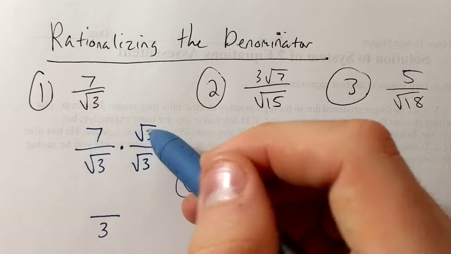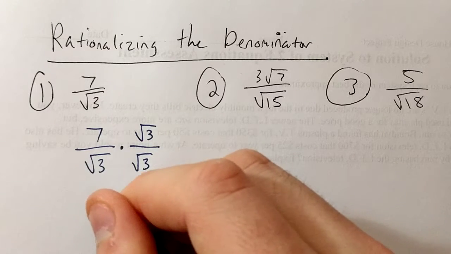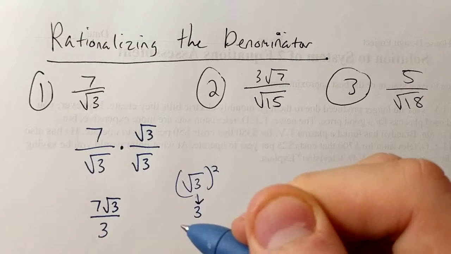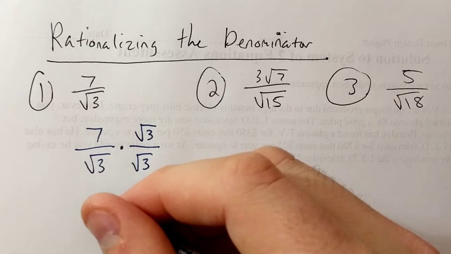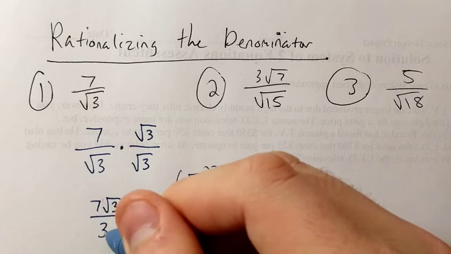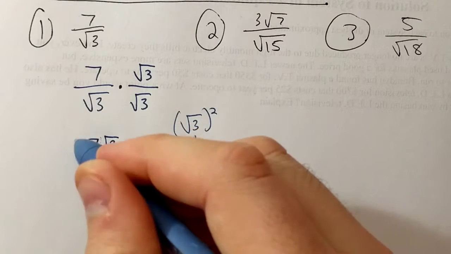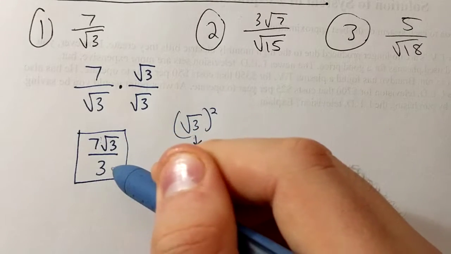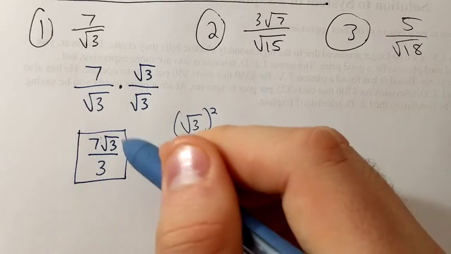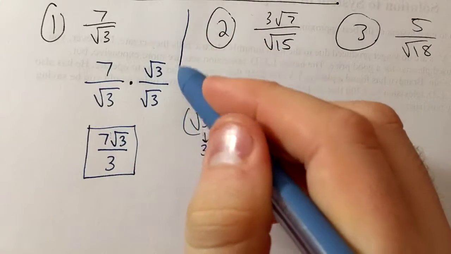The top here, 7 times root 3, can't be simplified. And check to see if 7 over 3 can be simplified. In this case, it can't. So you're going to leave it as 7 root 3 over 3. And 3 is now a rational number, so therefore I've rationalized the denominator.